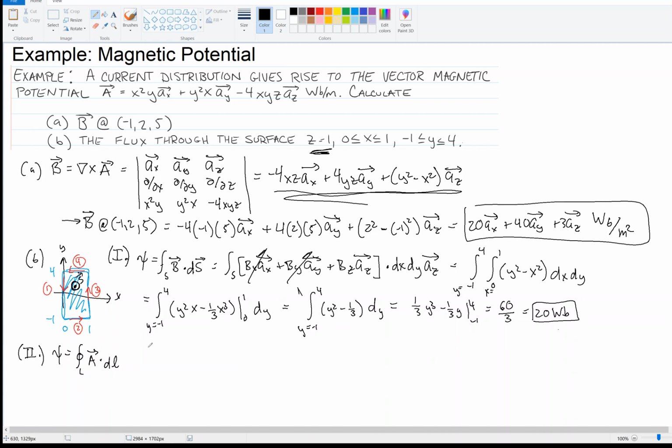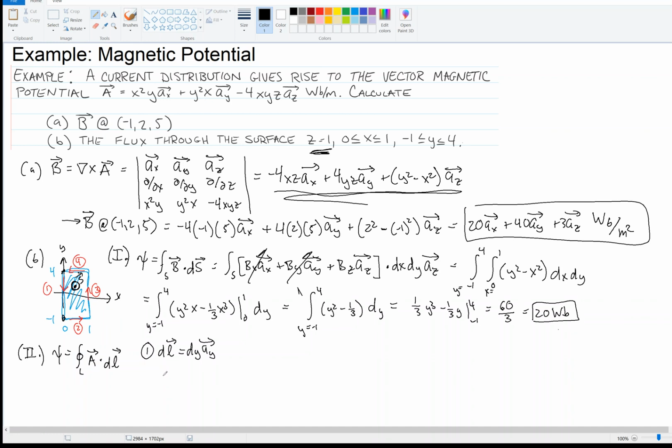For section 1, we ask ourselves again, what is changing? As I go from here to here, only y is changing. So dl in this case is just dy ay. After I do this dot product, all I need is the y component of A. I'm not going to show the details, but when I dot ax with ay, I get 0, and when I dot az with ay, I get 0. So the only thing I need is the y component of A.